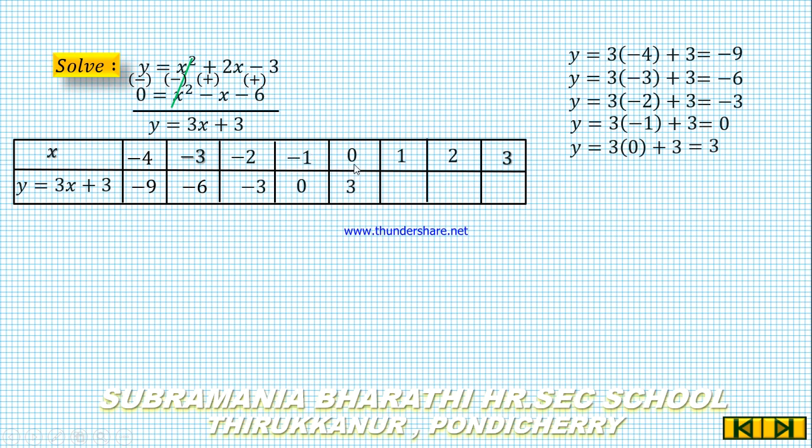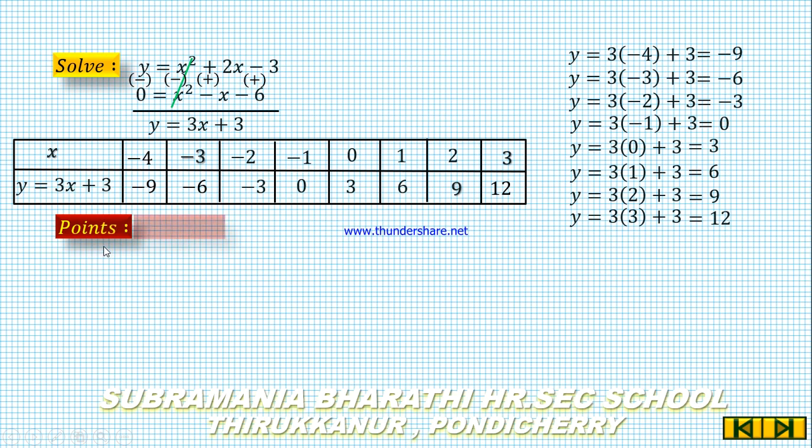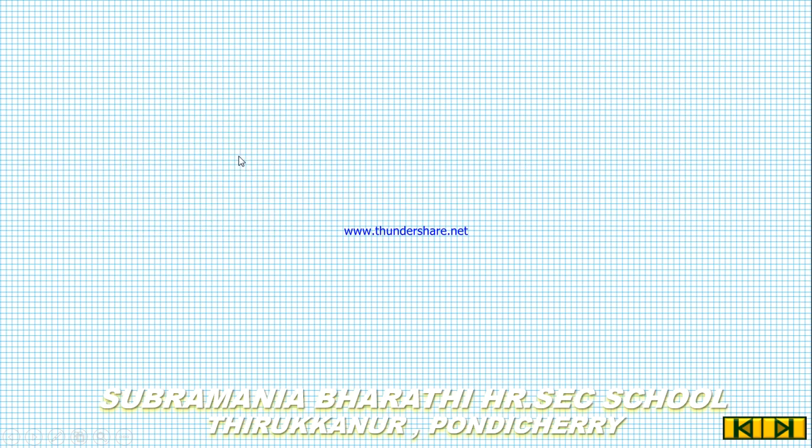Next you want to apply 3 1s are 3, 3 plus 3, here 6. Now 3 2s are 6, 6 plus 3, there is a 9, here 9. Again 3 you want to apply here, 3 3s are 9, 9 plus 3, 12. Again, you want to plot the points x, y. Minus 4, minus 9. All the points are, you want to enter here.